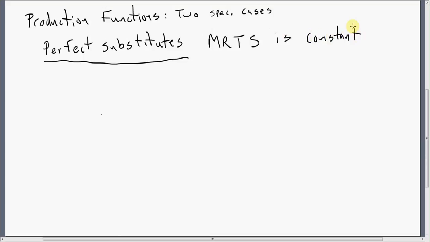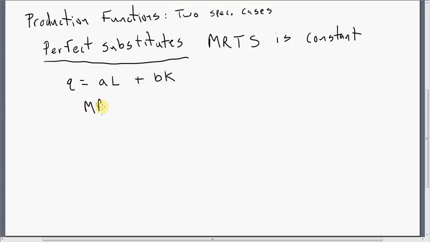It doesn't matter as we move along the isoquant, the rate at which we can replace capital by using labor is going to remain constant. Let me give you the general functional form of this type of production process. This is going to be the general functional form for perfect substitutes.